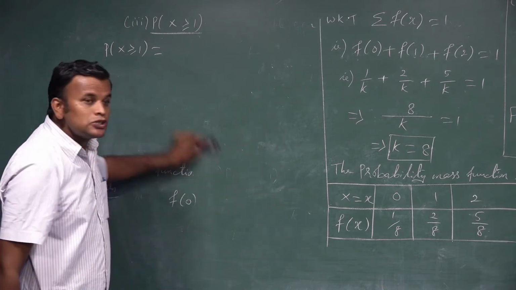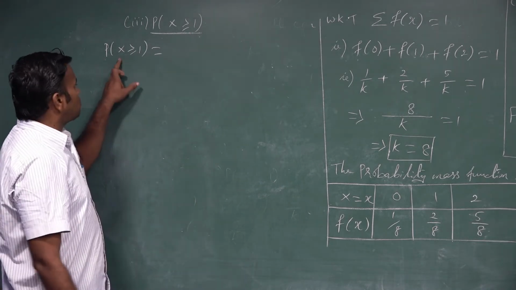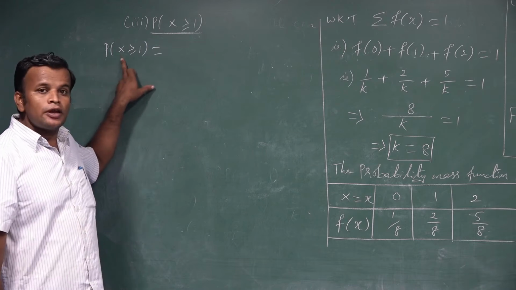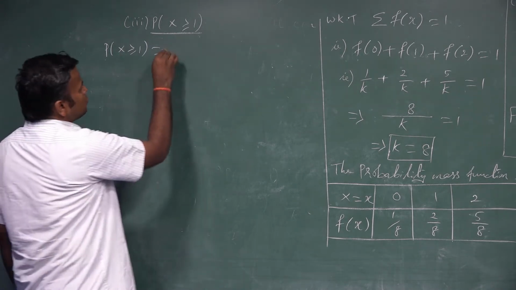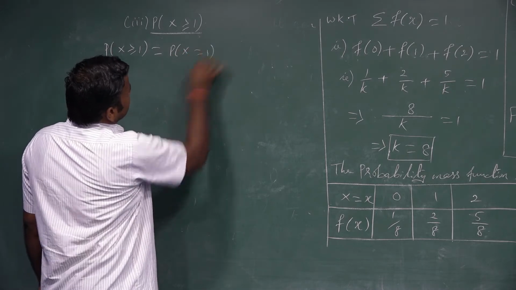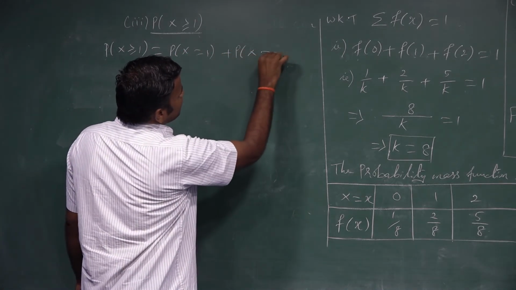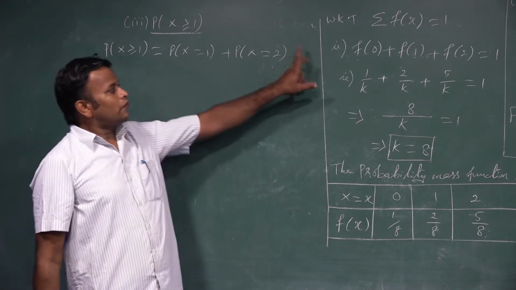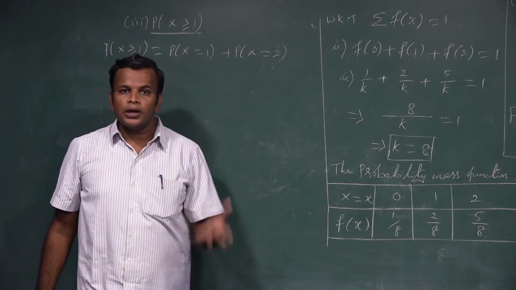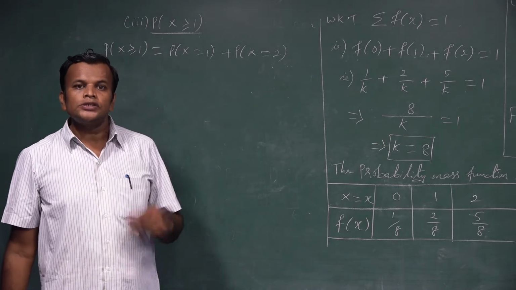What is the meaning of this question? P of X greater than or equal to 1 means to find the probability that the value of x may be 1 or greater than 1. So the least value of x is 1, so it may be 1. The greater value than 1 in the given question is 2. Plus P of X equal to 3 is not possible because the maximum value of x is 2 and the minimum value of x is 0.